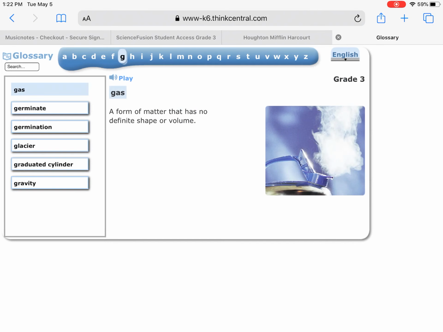And a gas is a form of matter that has no definite shape or volume. So it doesn't take the shape of anything, and it doesn't have volume.